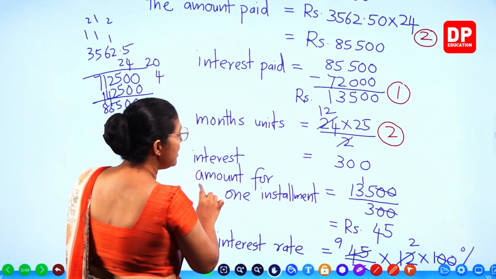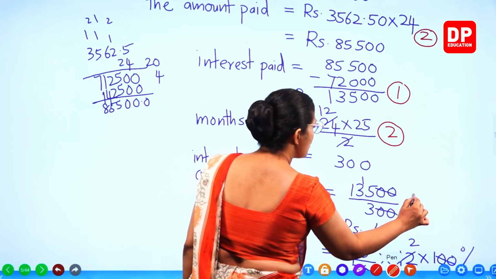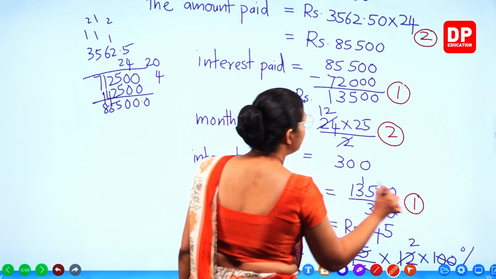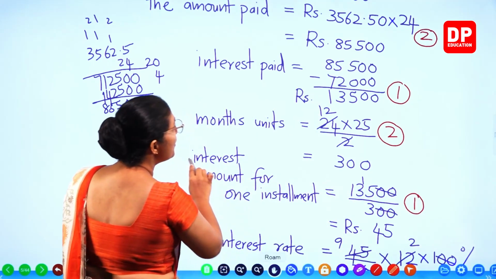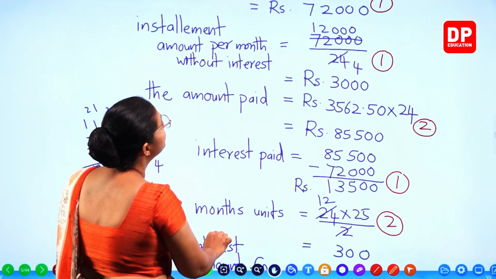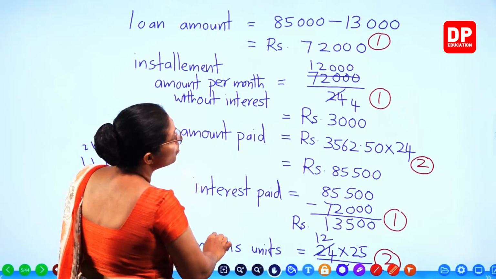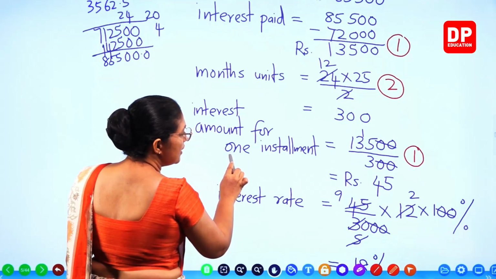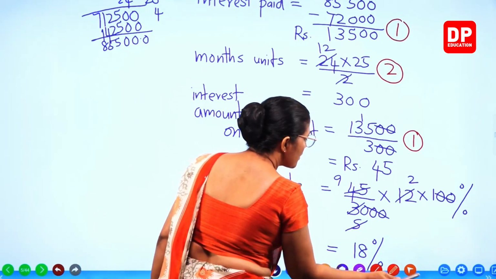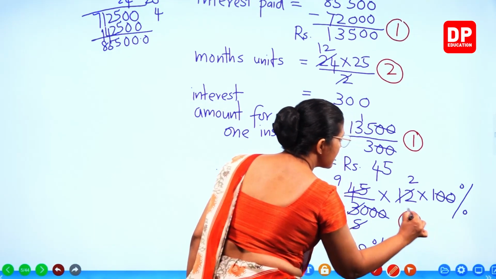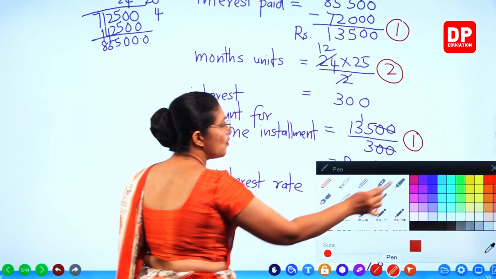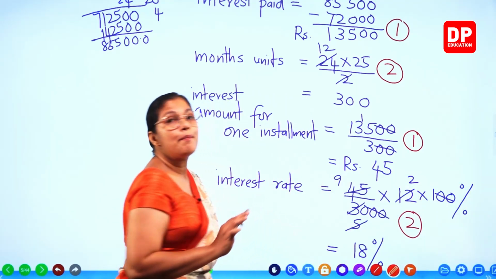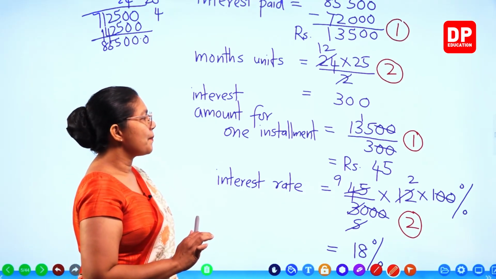And then interest calculation will give 1 mark. How many marks already given? 1, 2, 3, 4, 5, 6, 7, 8. And we'll give 2 marks for the final answer. So altogether 10 marks you are getting for this question.